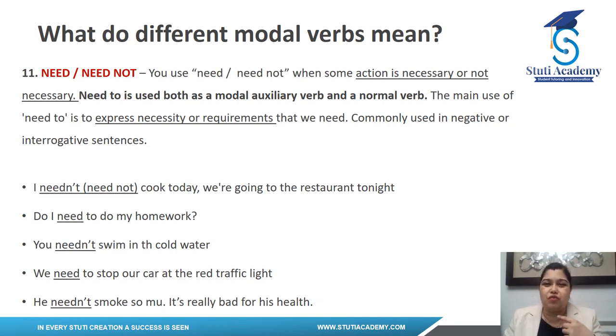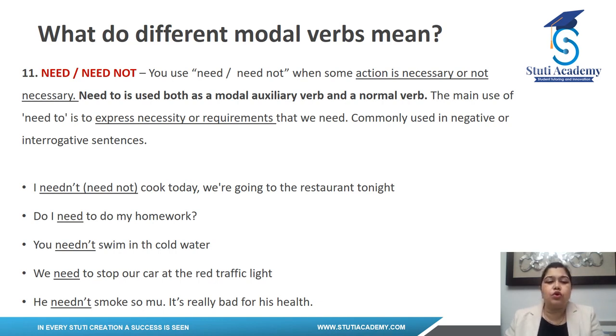Do I need to do the homework? Yes, you do need to do your homework. You needn't swim in cold water, so it is not necessary to swim in cold water. You need to stop your car at the red lights. Again, necessity. It is a requirement by law. You need to stop your car at the red traffic lights.